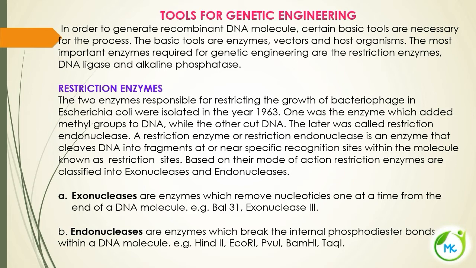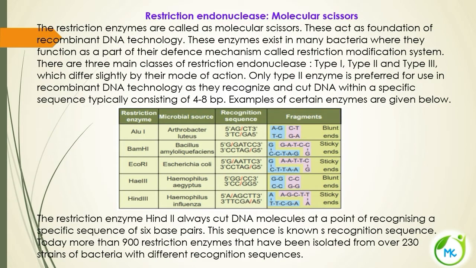There are several endonucleases, and examples are given. I'll tell you how to name these restriction enzymes with one example, EcoRI, in the upcoming slide, and how these are given various names. First, we are going to see restriction endonucleases. Otherwise, they are referred to as molecular scissors. Why are they referred to as molecular scissors? Since they cut the DNA molecule, they are referred to as molecular scissors.